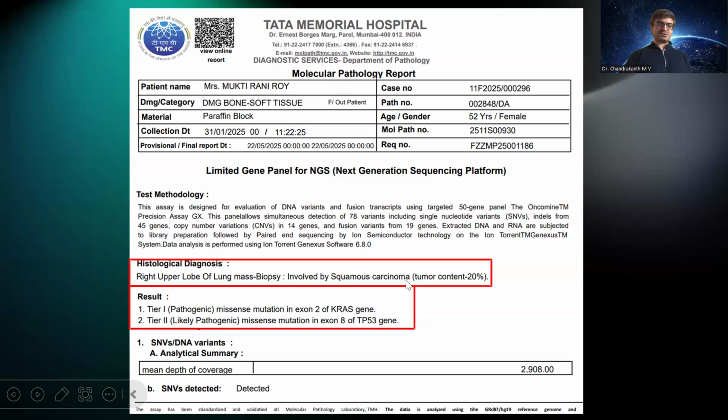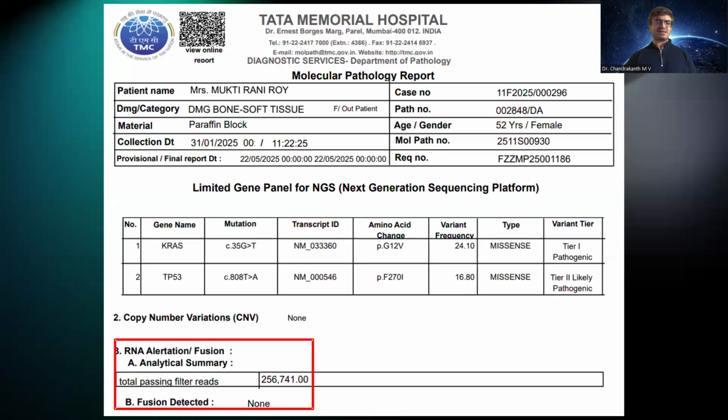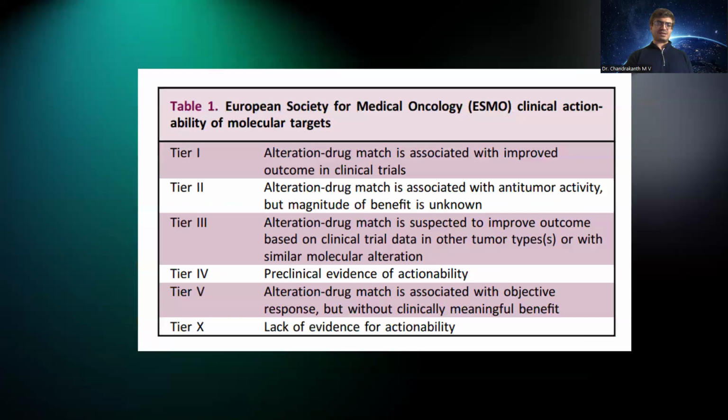And you'll see the tissue, you will see the tumor content is 20%. This is the minimum requirement that should be there. Tier 1 is pathogenic, Tier 2 is likely pathogenic. So KRAS and P53. The depth of coverage is 2908. I will tell you what depth is, and you can see this. This is the limited gene panel. So you have KRAS Tier 1, and P53, and then there are some fusions, no, and CNVs, none.